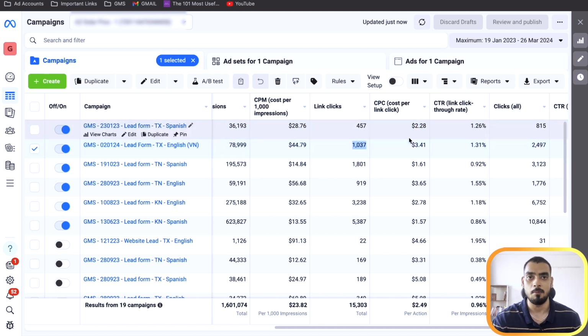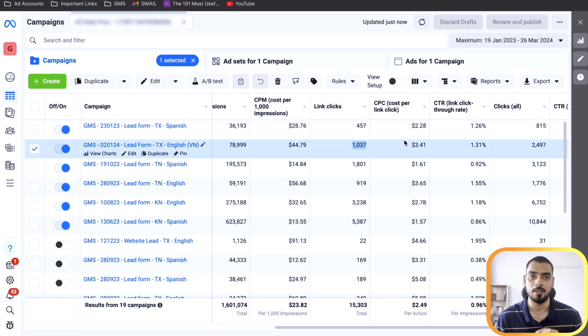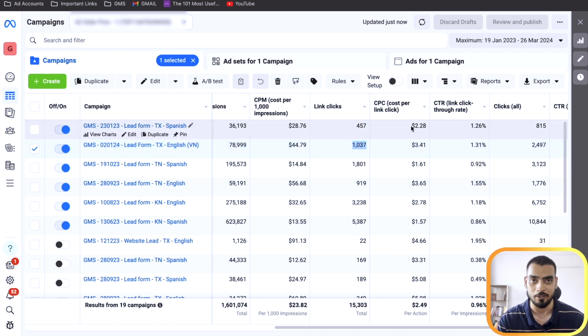Lower the CPC, meaning more people are clicking on your link. So if you want to identify how your ads are performing, there is a good identifier. Let's say you have a really good ad copy or really good headline, really good creative. So CPC is going to be very low in that case.